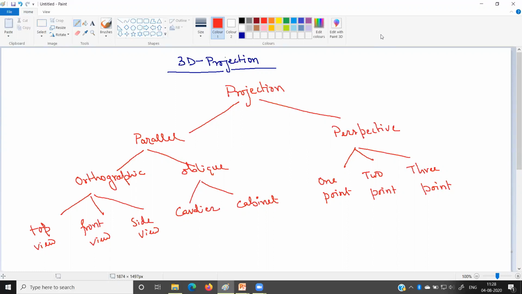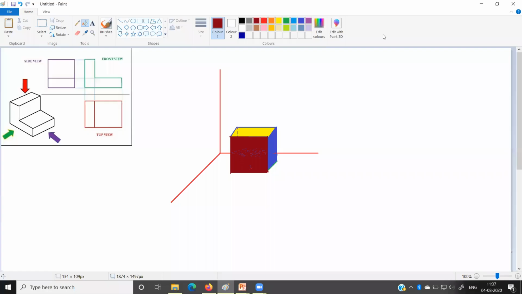Now first I will discuss orthographic projection, and then I will show you how the orthographic projection is different from the oblique projection. In case of orthographic projection, you can see over here that it is a type of parallel projection. As I already discussed, in case of parallel projections, the projectors, that means the projection lines from the object, fall on the projection plane in parallel, that means making a 90-degree angle.